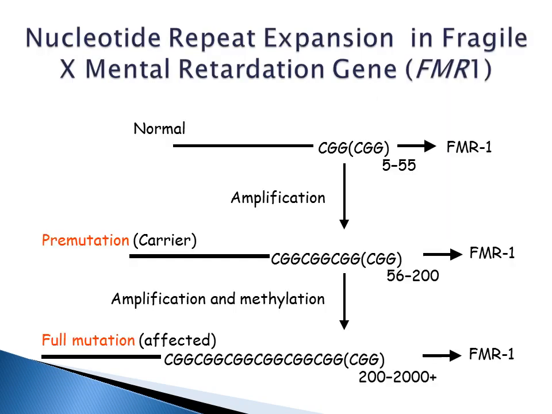Here's an example of the FMR1 gene with its nucleotide repeats. In a normal individual, you have between 5 and 55 CGG repeats in the FMR1 gene. In a person carrying the disorder in this gene, you would have between 56 and 200 CGG repeats. However, in an affected individual, you would have between 200 and over 2,000 CGG repeats in the FMR1 gene.